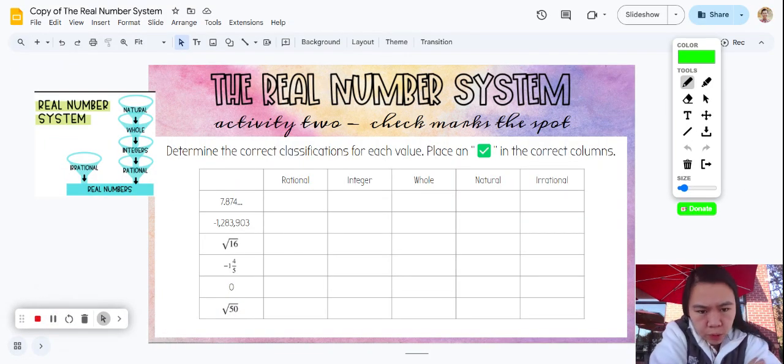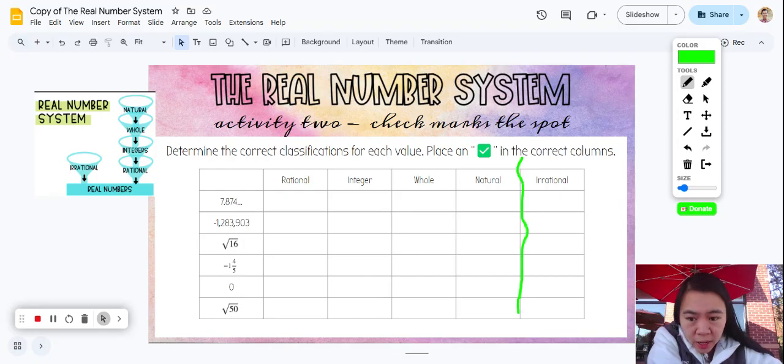Okay, slide 2. Check marks the spot. Determine the correct classifications for these numbers. We're pretty much doing the exact same thing we just did, but instead of colors, we're using check marks. You can copy and paste this little guy into each one of the boxes if you like. Here's our funnel: rational, integer, whole, natural, and irrational. This is already put in order, so know that if it's the further to the right besides irrational, okay? If it's natural, that's all it's going to be.